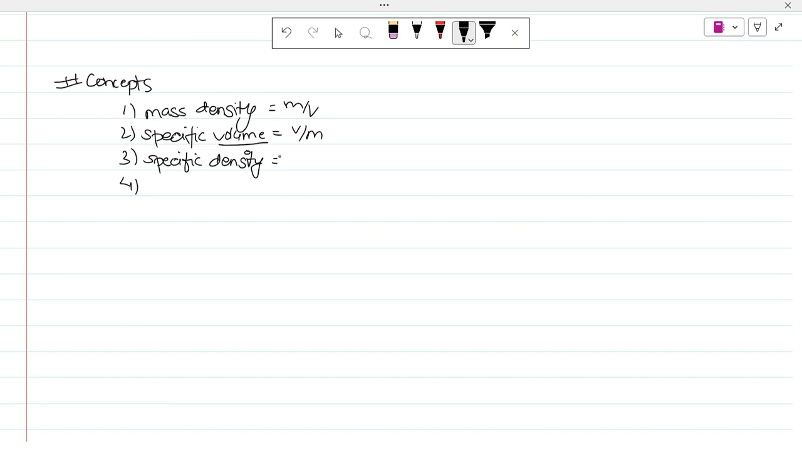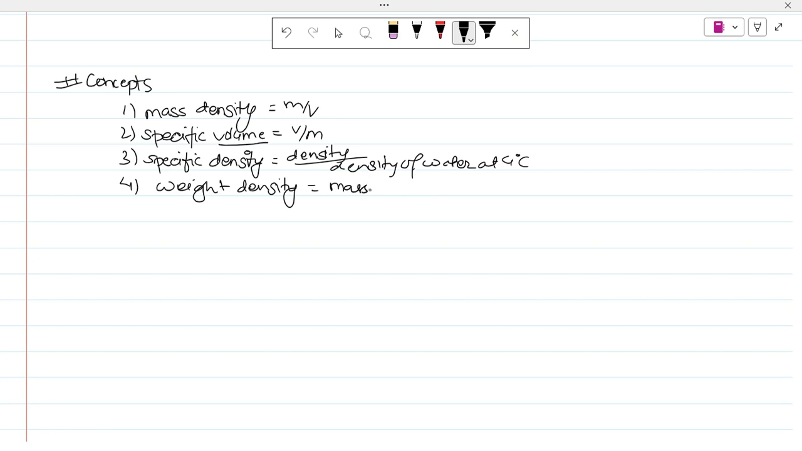Now we have specific density. What is specific density? It is the density of a substance or object divided by the density of water at 4 degrees Celsius. And we have weight density. What is weight density? Weight density is mass density times gravity, which is mg upon V. So these are the basic concepts.